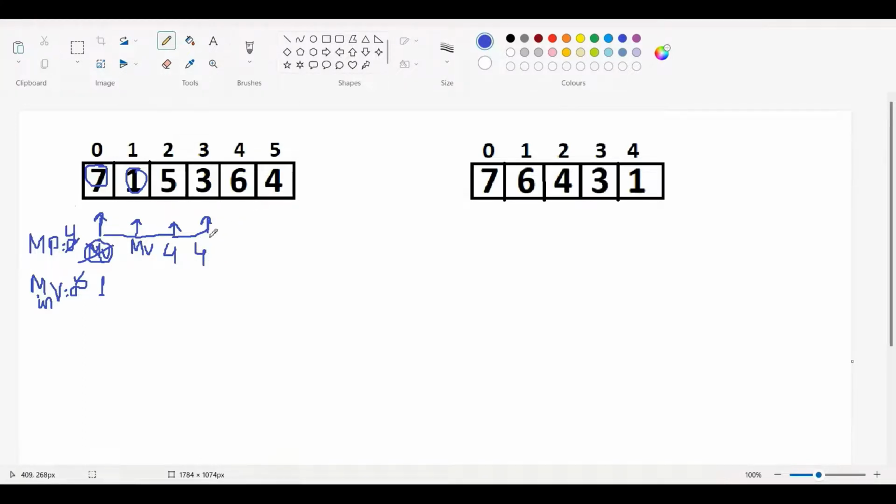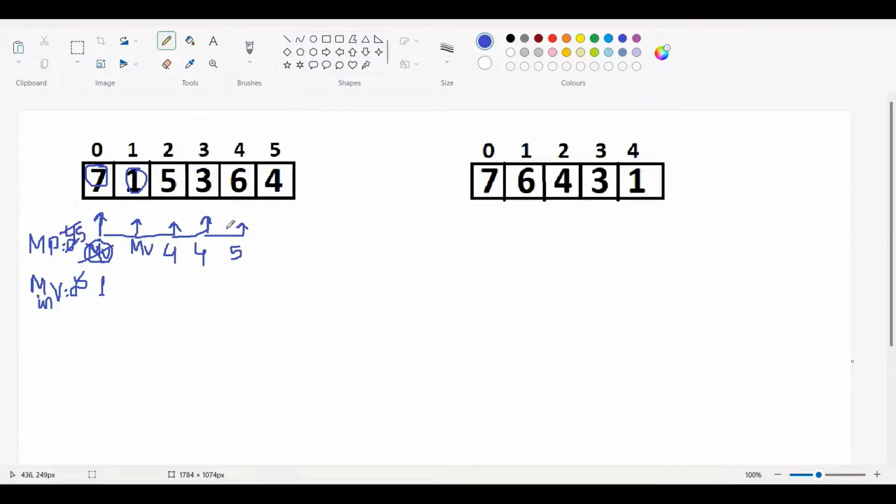And when we move further, we check for the same situation: if this is lesser than our minimum value, it is not. Then we are going to check if we can make a profit. Yeah, we can make a profit. And if this profit is greater than our maximum profit up till now, yeah, this one is greater, then we have to update our maximum profit from 4 to 5. Now our maximum profit no longer remains 4, it will become 5 now.